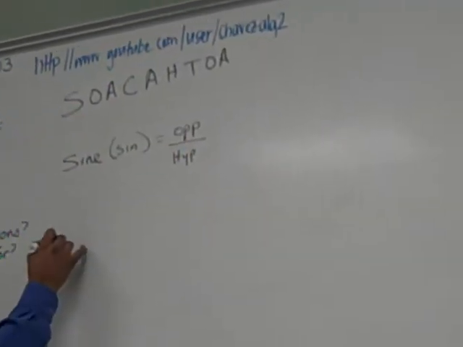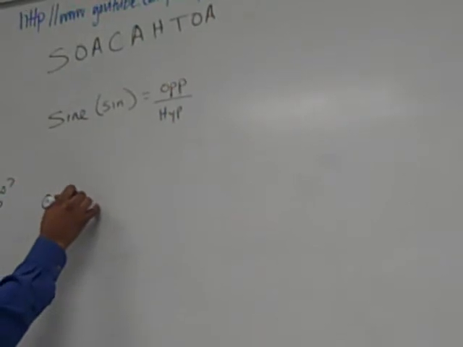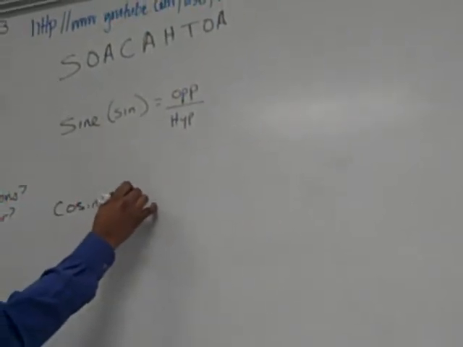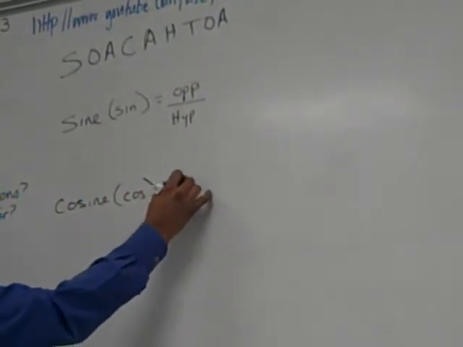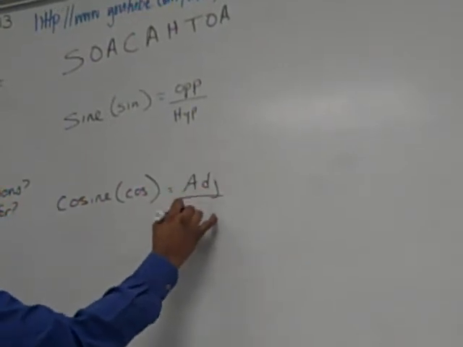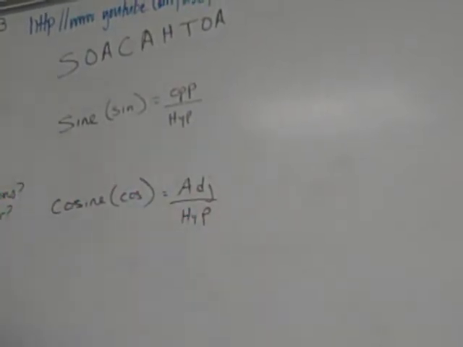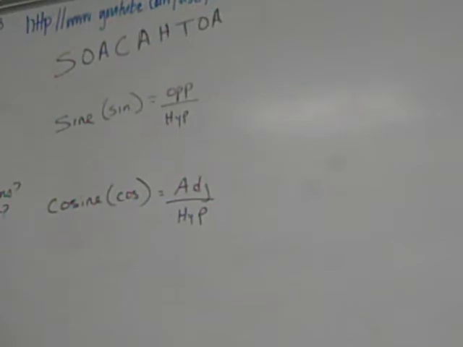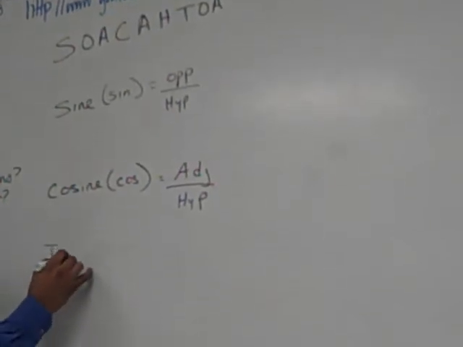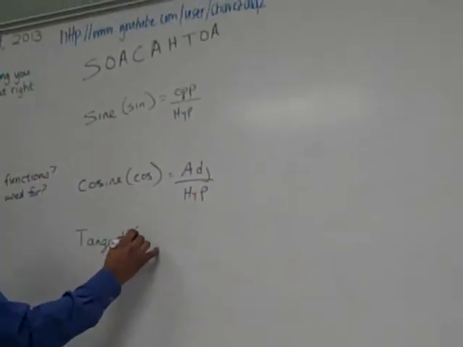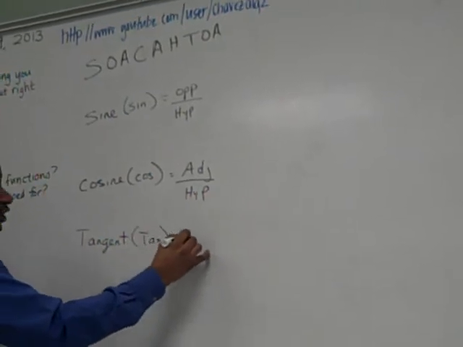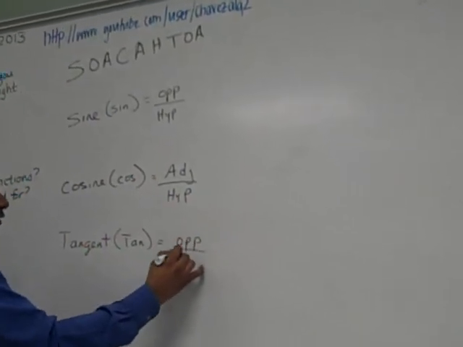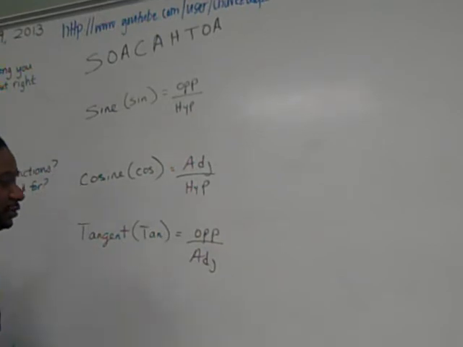Okay? Cosine, which is shortened to cos, equals adjacent over hypotenuse. And adjacent means next to. Adjacent is the educated word for next to. Okay? And tangent, which is short tan, is equal to opposite over adjacent. Okay?